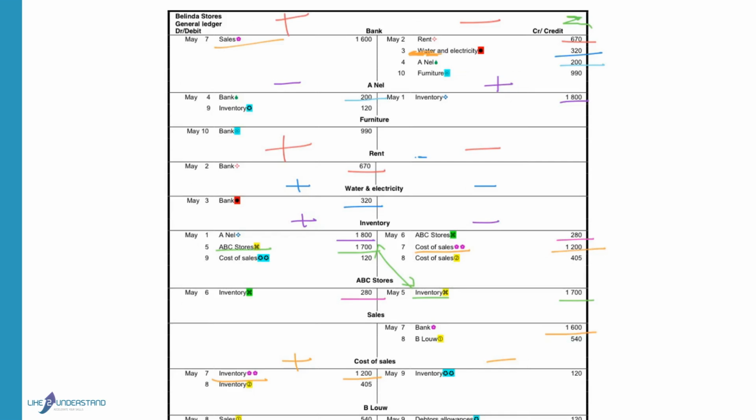We sold goods on credit, so the sales account will be credited with 540 and the account of Below will be debited with 540 because Below is an asset. Assets increase on the debit side and decrease on the credit side. We sold inventory, so inventory must be decreased to show that we have less inventory, and cost of sales must increase on the debit side.